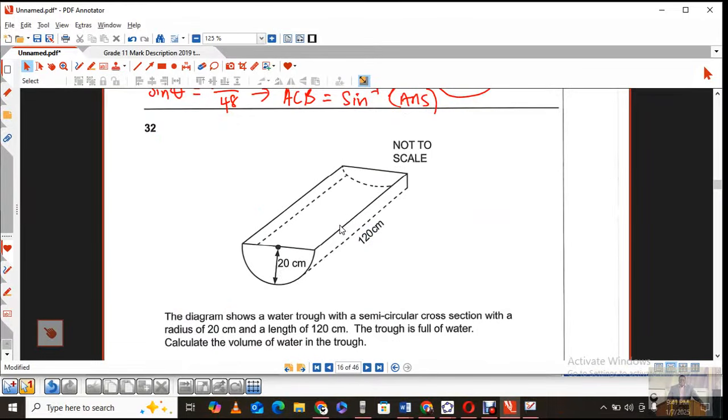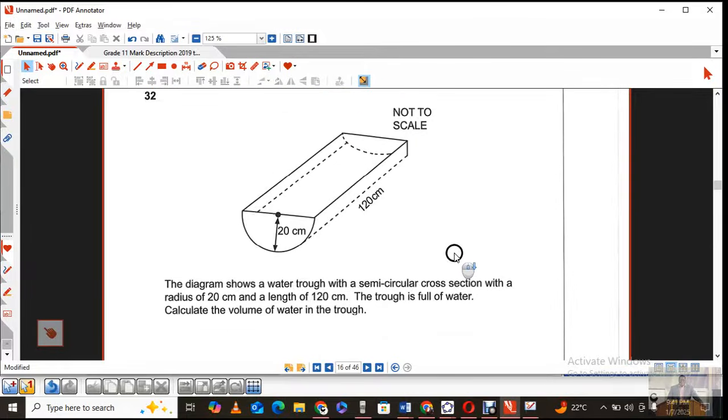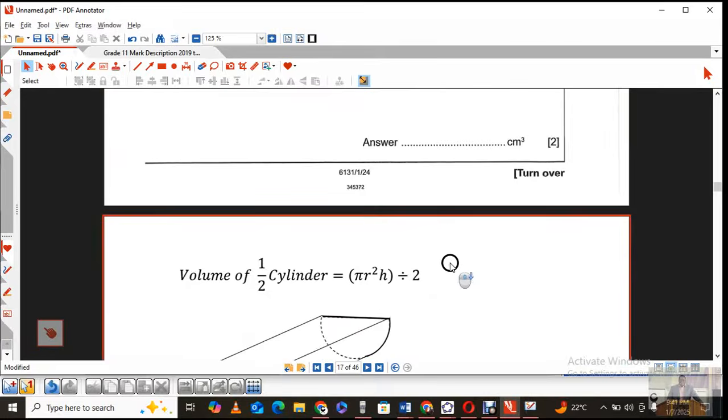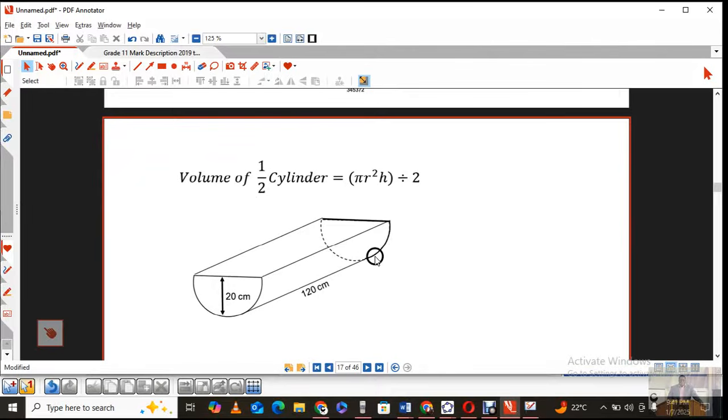Question 32. The diagram shows a water trough with a semicircular cross-section with a radius of 20 centimeters, a length of 120. The trough is full of water. You're supposed to calculate the volume of the water. Now, I did the same thing. So I put the trough over here. The diagram makes more sense. The volume of a cylinder is pi r squared h. That's the volume of a cylinder.